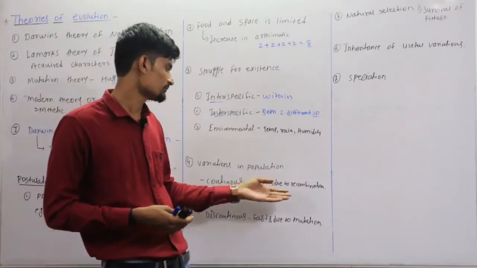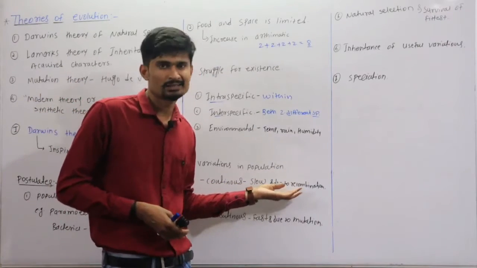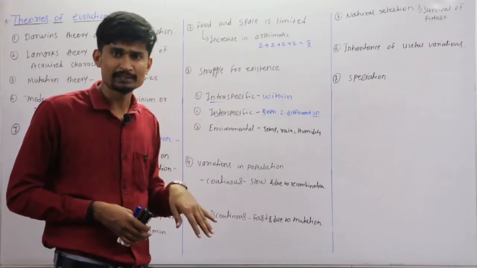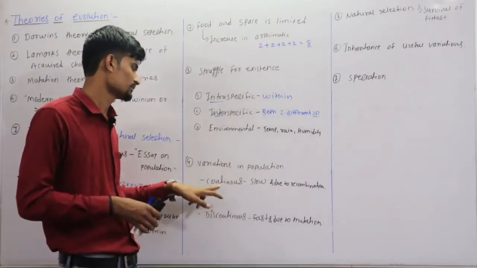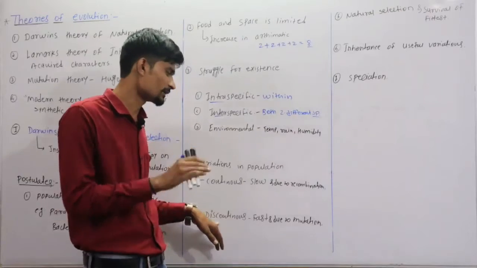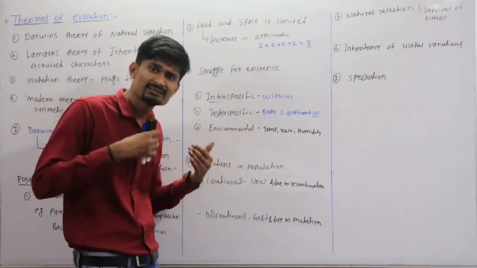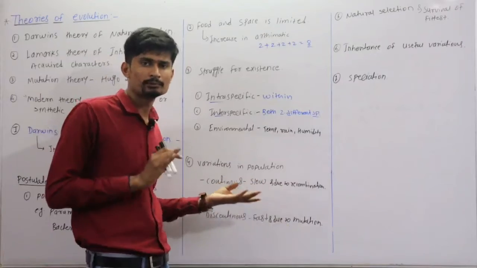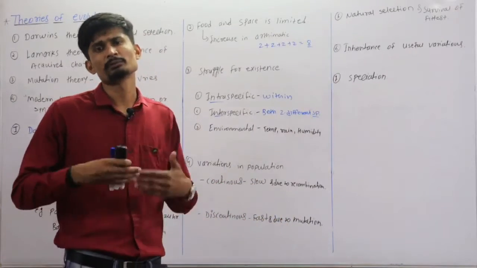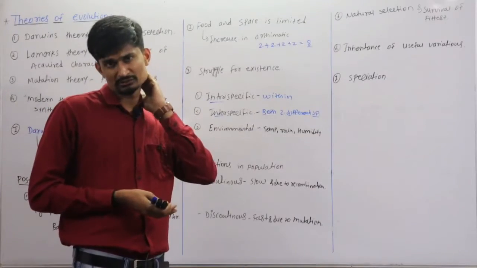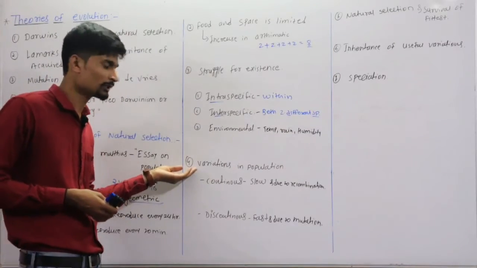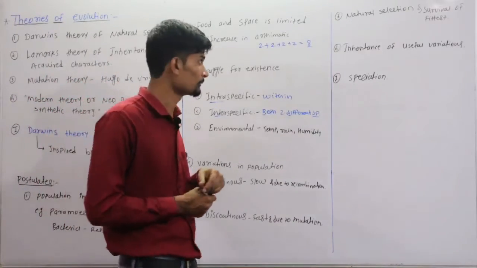Recombination, we have studied in cell division. In meiosis, recombination takes place during the meiotic division. So due to recombination a variation is produced, but the variation is slow. The second one is discontinuous. It is not continuous, it is sudden, because it is due to mutation. That is why it is very fast. Mutation means sudden changes in the gene or in a DNA molecule. So this is the fourth postulate, that is variations in population.